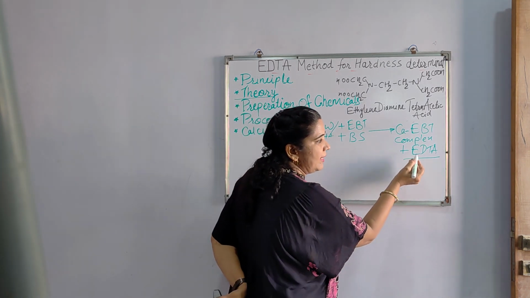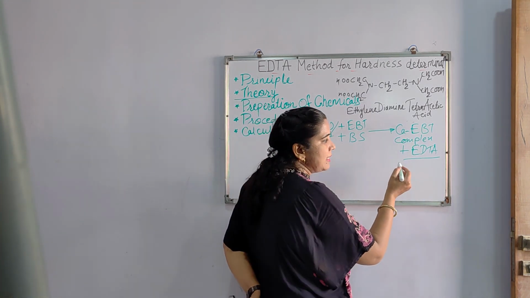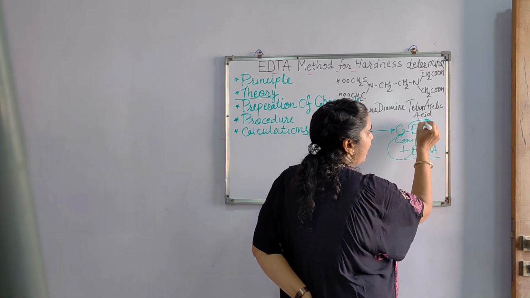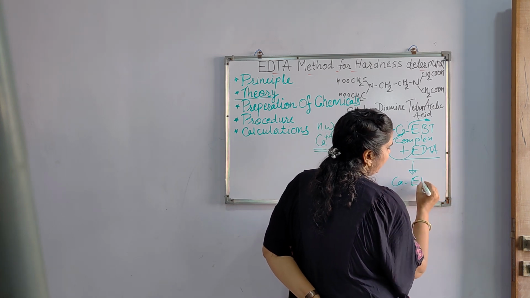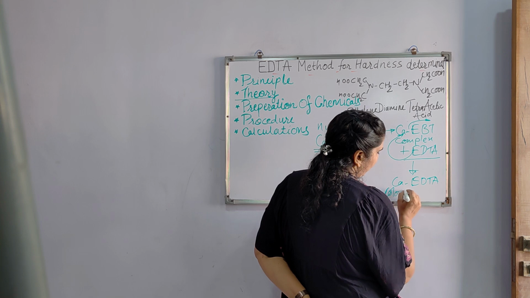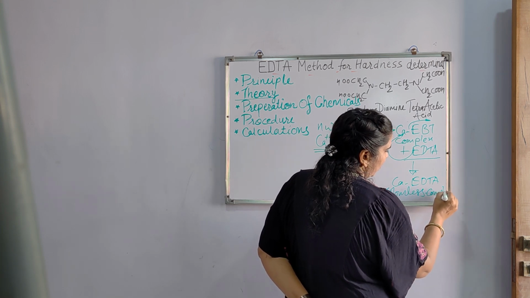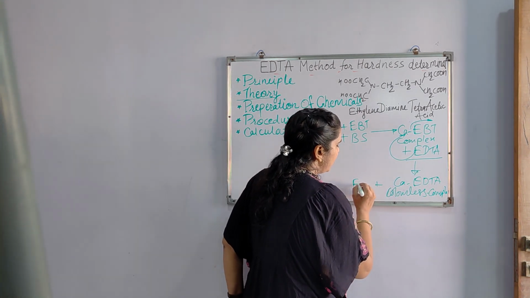So whenever this EDTA comes in contact with the Ca-EBT complex, what happens? As this EDTA is more reactive, it displaces the EBT and forms a complex with the calcium ion. So a Ca-EDTA colorless complex will be formed there. It is a colorless and very stable complex. Okay. At the same time, there is a release of EBT in the solution.